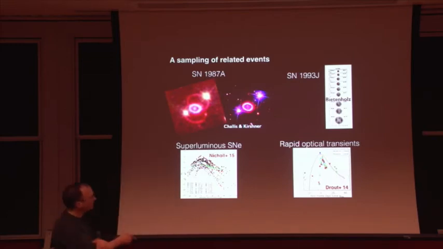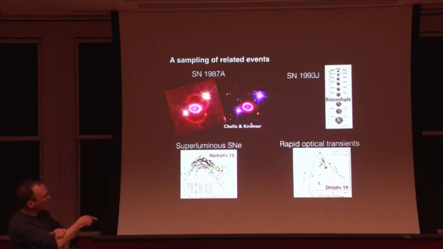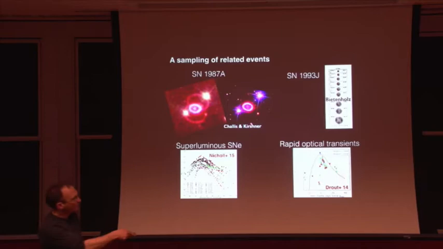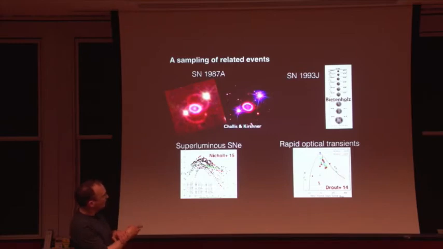Sorry, it's hard to read. This is absolute V magnitude, luminosity versus time, going from 0 days to 120 days on the x-axis. This is also luminosity versus time. Different colors are many different superluminous supernovae, and each color and each symbol is one of those events.